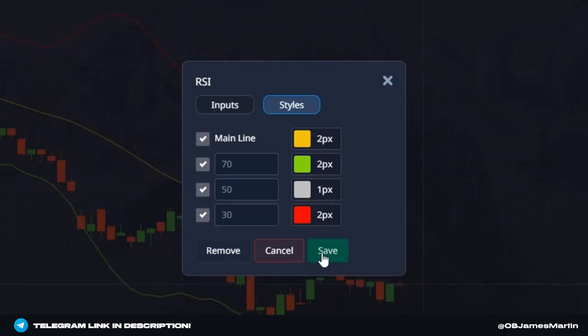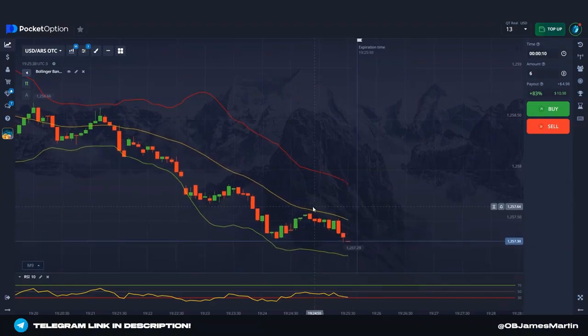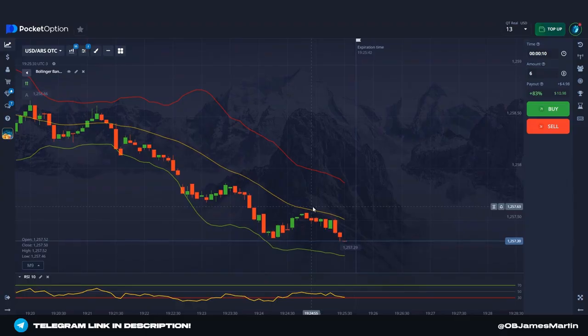I showed the settings very quickly. Alright, just click on it. Guys, remember, this is just one strategy that can revolutionize your path in this market.